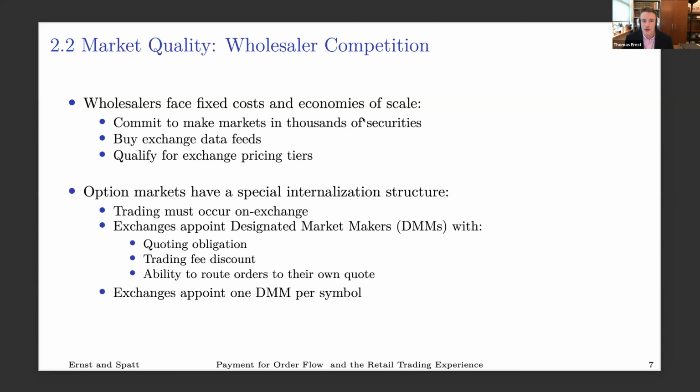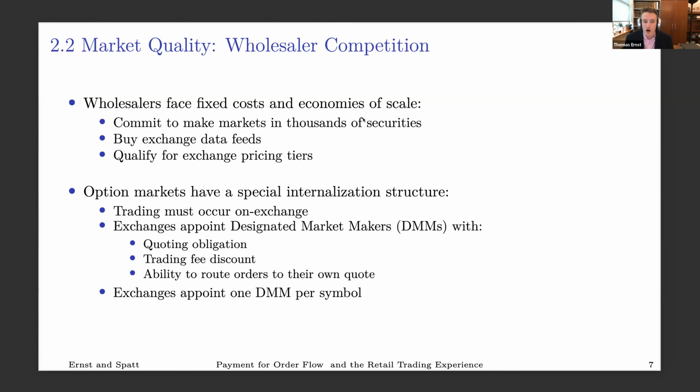When you're a wholesaler, you're committing to make markets in thousands of securities. You're buying all the exchange data feeds, which is a high price. And there are also certain economies of scale, like the more you trade, the cheaper the pricing you get from exchanges if you do trade on exchange. So there are some problems in this market. And where Chester and I think they are particularly bad is in the option market.